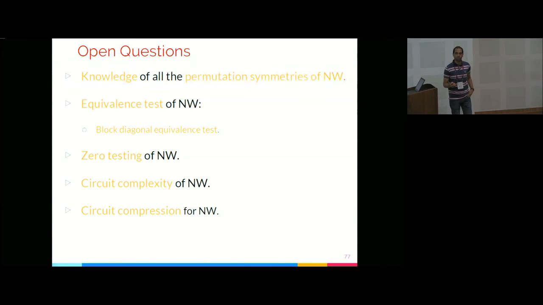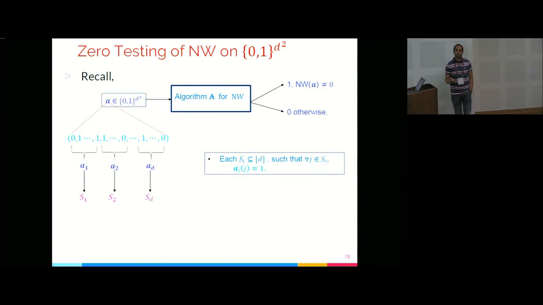Now, before closing, let me come to one of these questions, which is the zero testing question of design polynomials. Recall that we want to design an algorithm which takes a point from the Boolean hypercube and answers 1 if the evaluation of the design polynomial at that point is not equal to 0, and 0 otherwise. This A is a d square size vector, which looks like this: the first d entries have some ones and some zeros, the next d entries have some ones and some zeros, and so on. I write the first d entries as A1, the next d entries as A2, and so on.